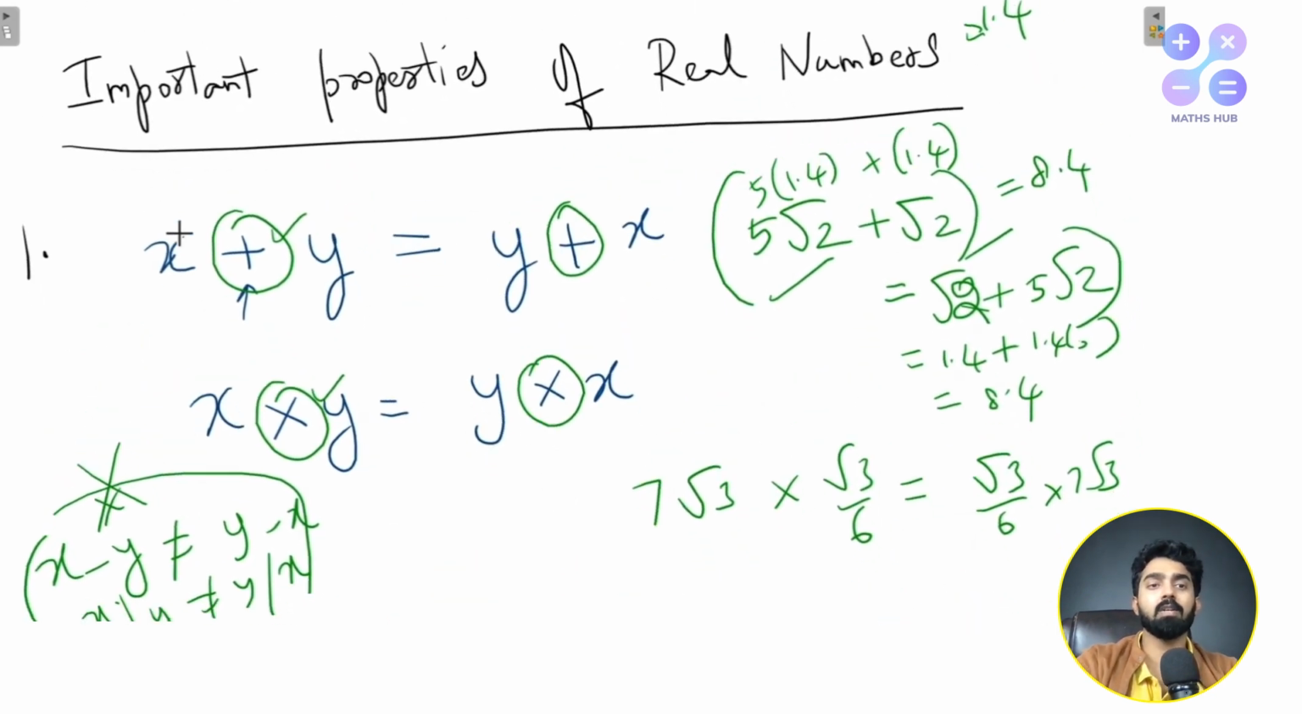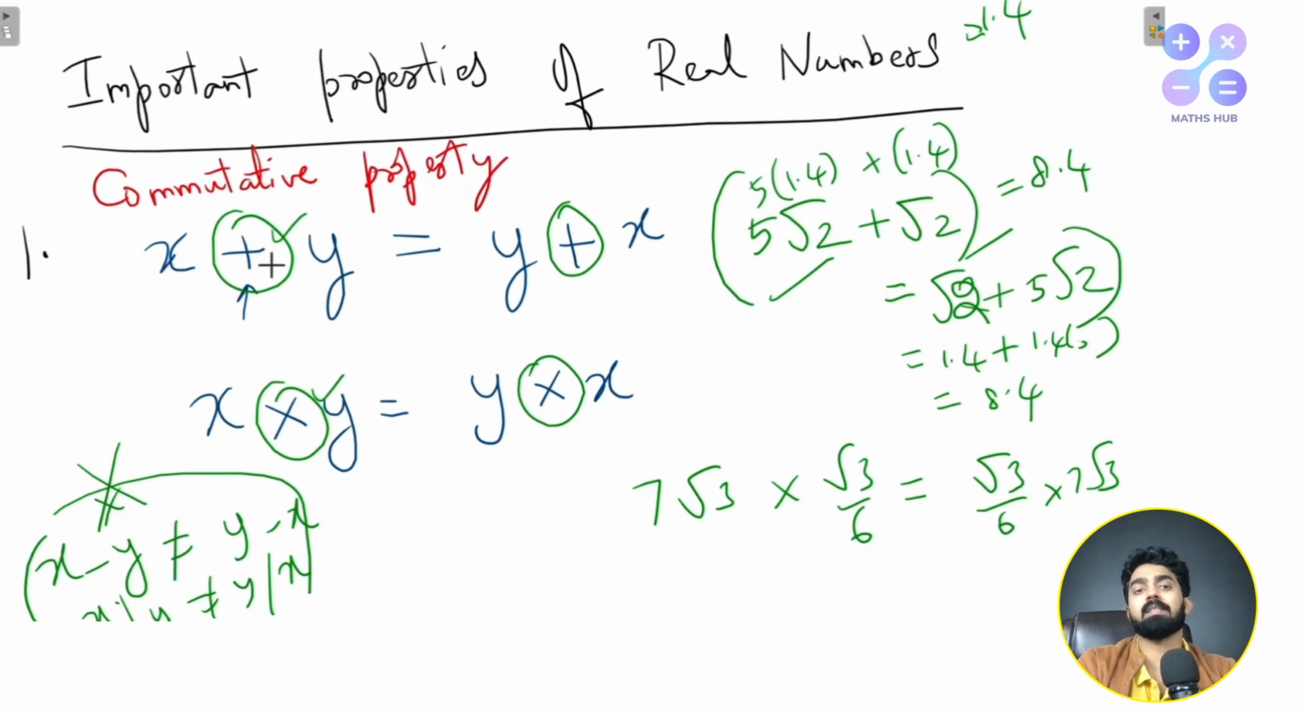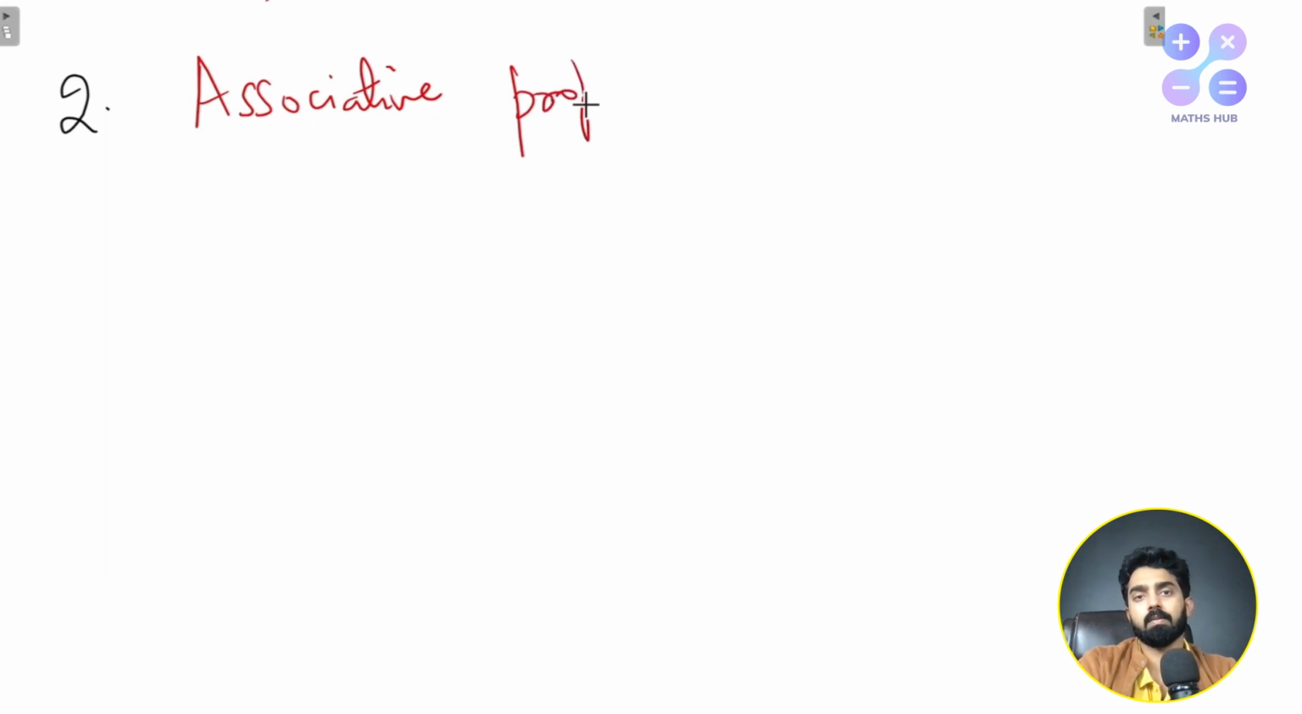And this is known as the commutative property. You don't have to worry about the name, but basically it's about interchange. You can interchange the numbers if you have an addition or a multiplication. Now the second property is known as the associative property.